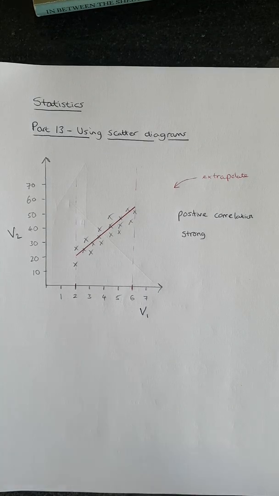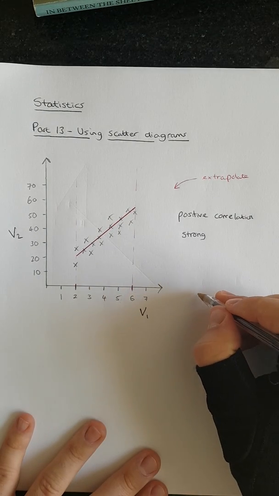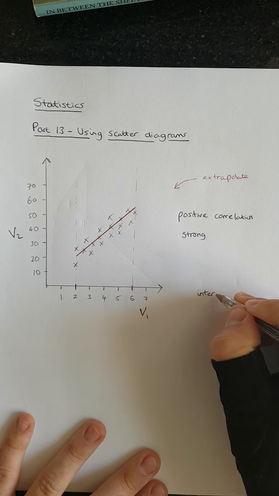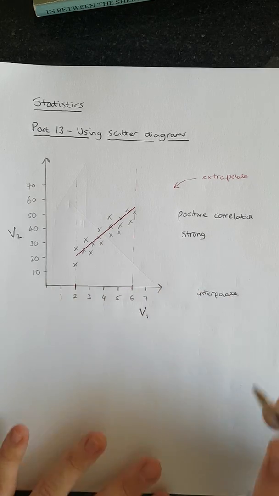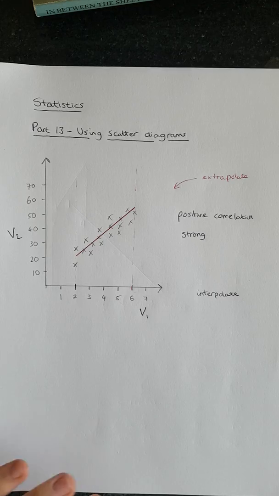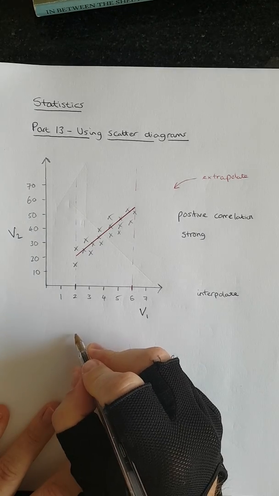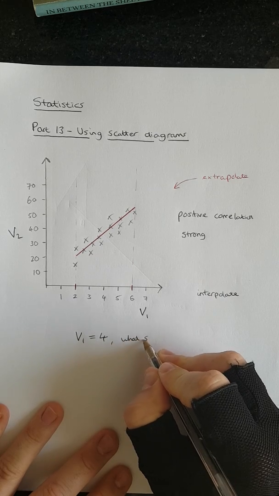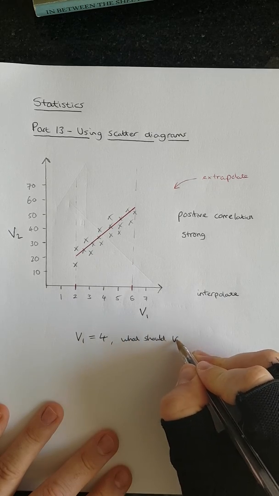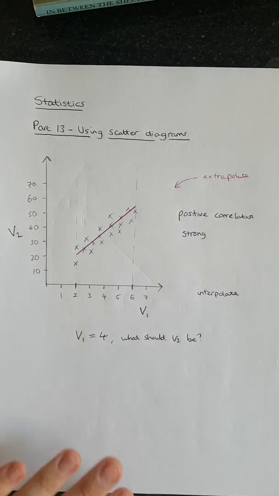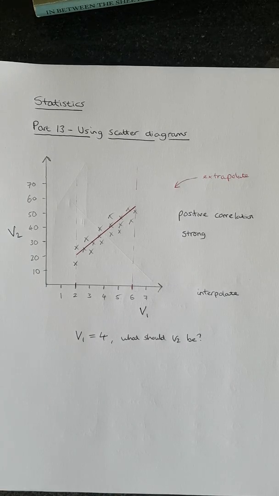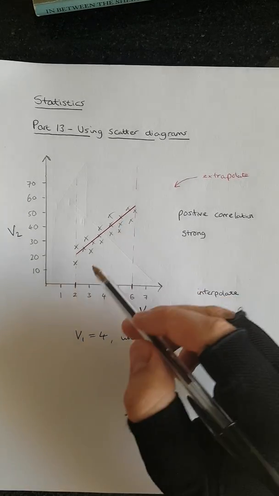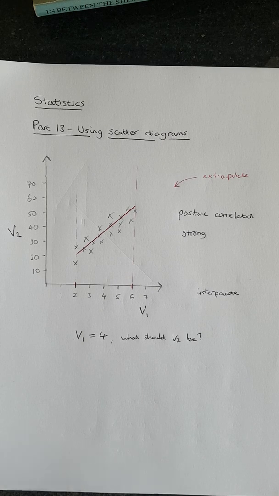Now, what we're going to do instead is we're going to interpolate, so look in the data range. So if I said to you, variable 1 equals 4, what should variable 2 be? Now, the data points are scattered, but our line of best fit is exact.